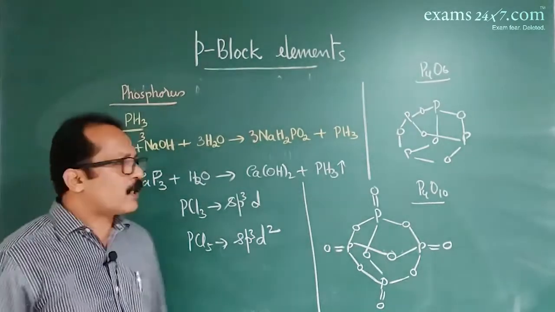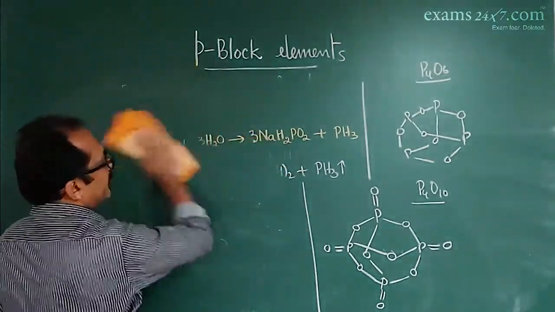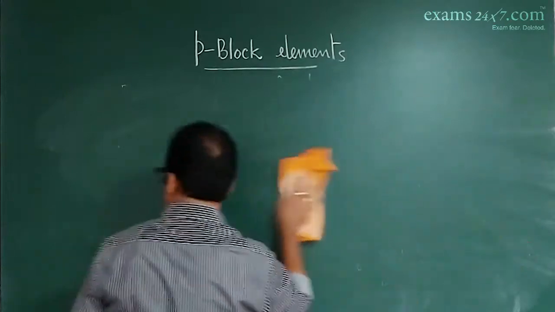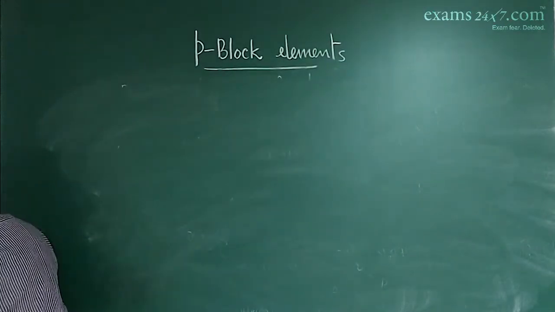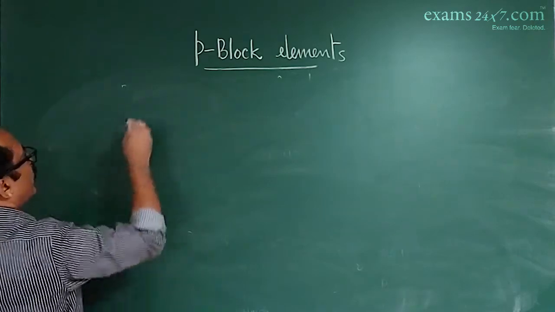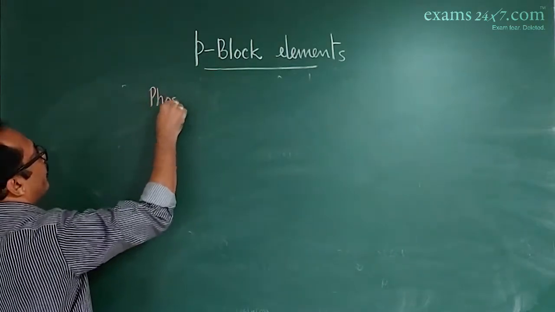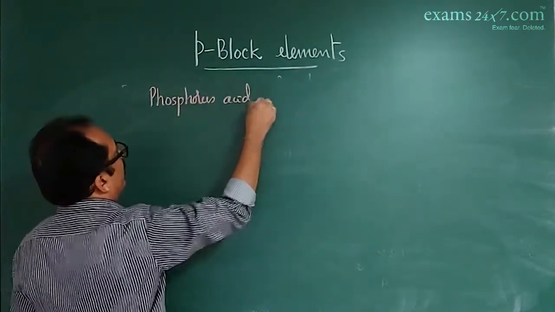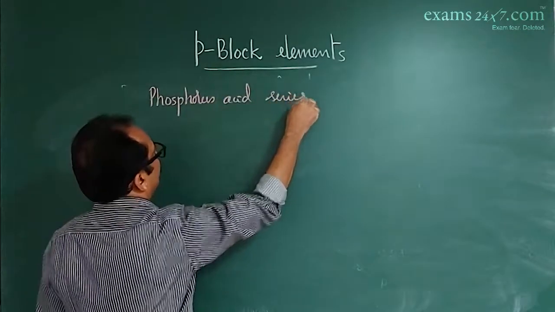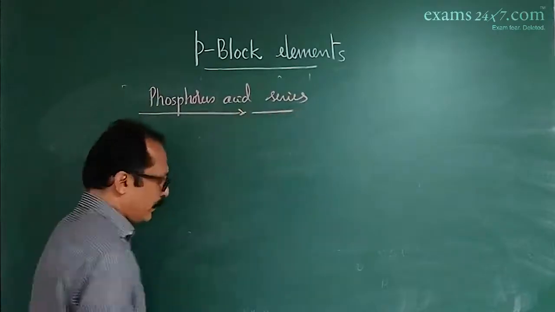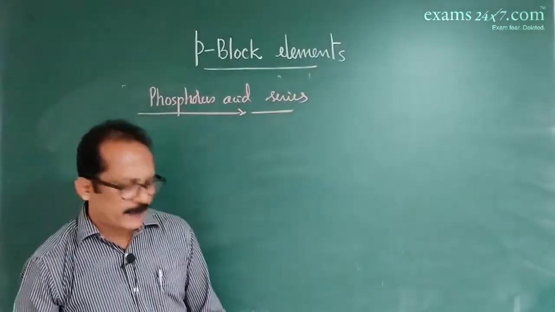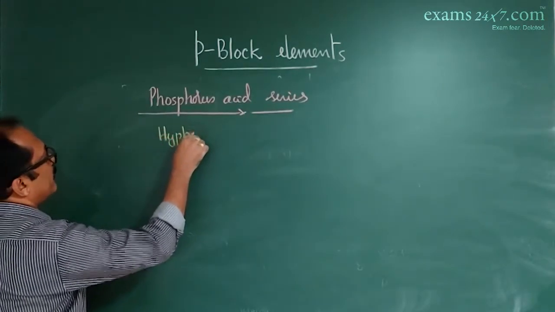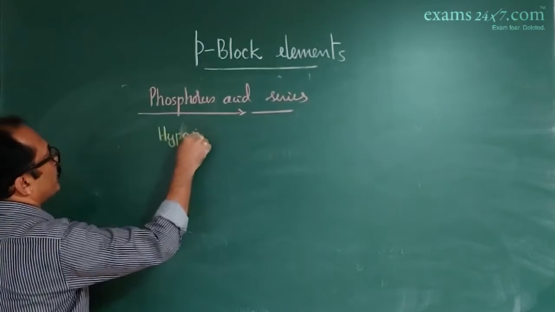there are different series of oxo acids: the phosphorus acid series and the phosphoric acid series. Now, first about the phosphorus acid series. So, examples for the phosphorus acid series. The first compound is hypophosphorus acid.